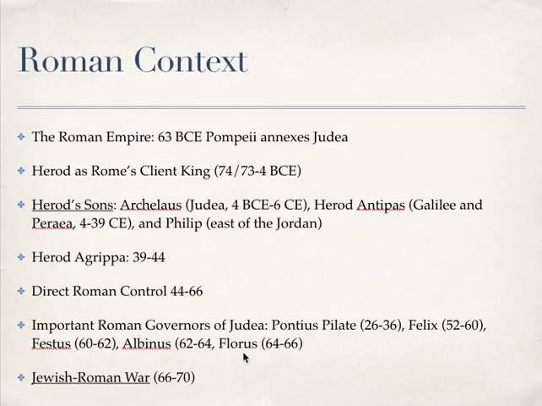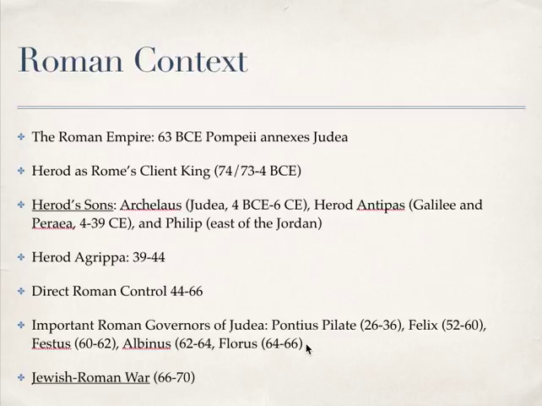Albinus and Florus are two other important leaders at that time. It was under Albinus when James, the leader of the Jesus movement in Jerusalem, was killed. And then Florus was important because he led it up to the revolt. He was the governor when that happened. So that kind of gives you the idea of the Roman context.